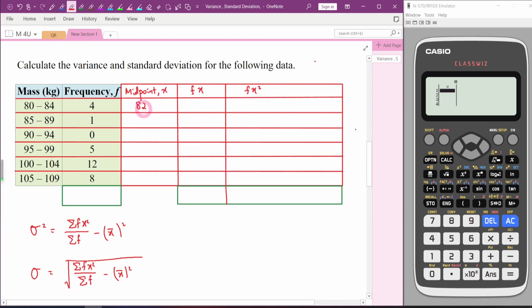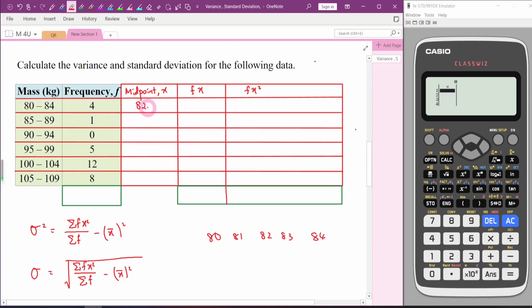Now, midpoint. If I ask you what is the size of this class interval, we know that it's actually 5, not 4, right? You cannot take 84 minus 80 and say the size of the class interval is 4, that is not correct. 80, 81, 82, 83, 84, 1, 2, 3, 4, 5. So the size is actually 5. If you don't want to calculate this way, you can take 89 minus 84 or 85 minus 80. You will also get 5.